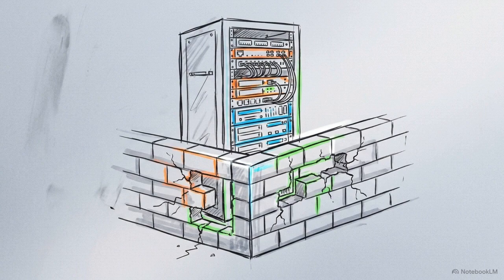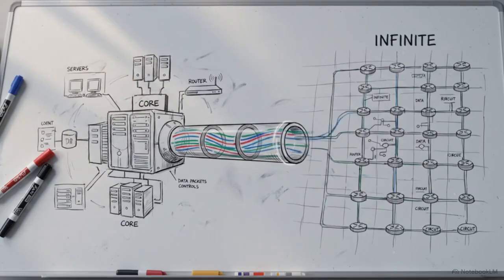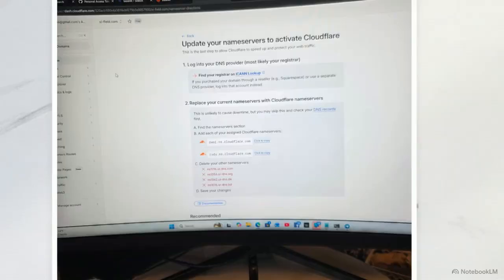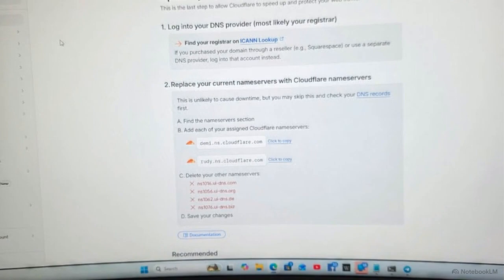The brain of our node is alive, but right now it's trapped behind your local firewall. To make it useful for remote agents, we have to build a secure bridge to the outside world. To build that bridge, we need to point our custom domain to Cloudflare's name servers. Looking at the Cloudflare dashboard, we're assigned 2 specific addresses, in this case, Demi and Rudy. Cloudflare will use these to protect our edge.